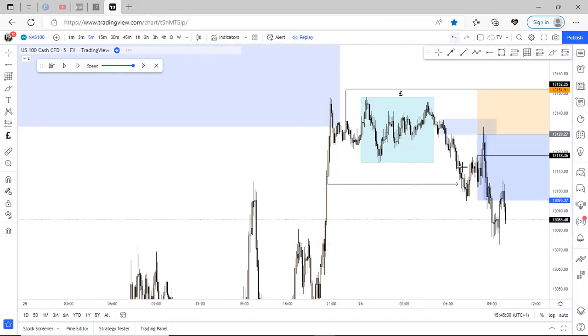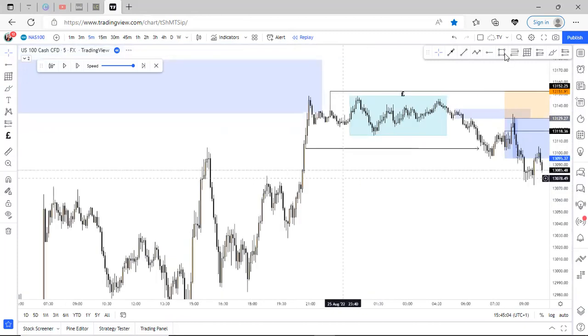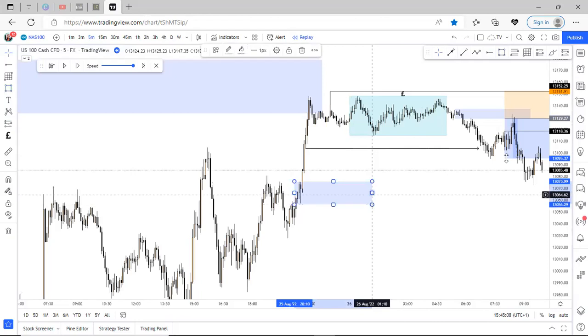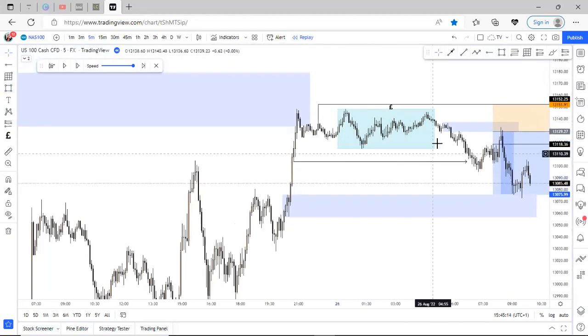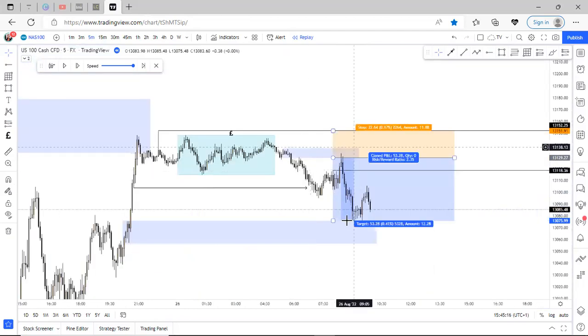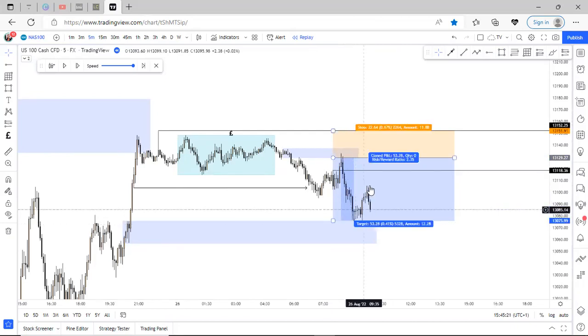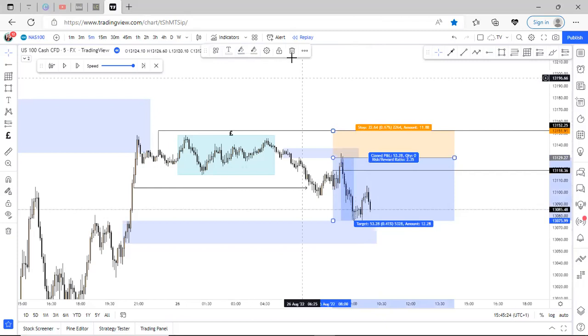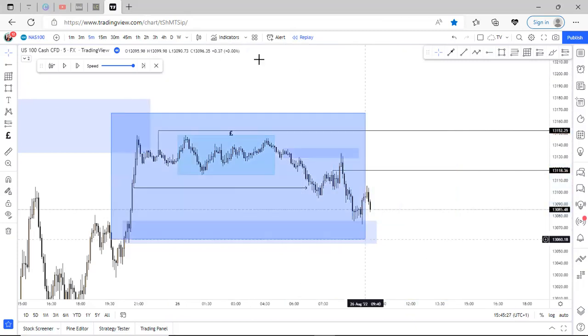For my take profit, my target was for this imbalance to be filled, because I really didn't know what Nasdaq was going to do. I wanted it to be a short trade. I just wanted to catch the sell, and as you can see, I was in profit. My take profit was hit, I got out of the trade, and the market started reversing back up. So that was my first winning trade on Nasdaq.